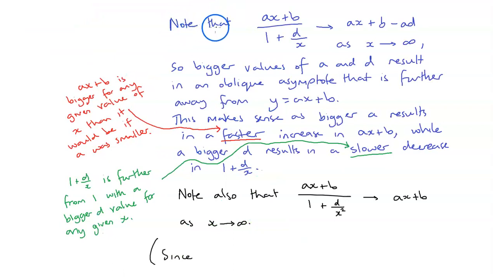Now let's generalize it a bit more. Remember we were dealing with 3x plus 2 divided by 1 plus 2 over x. So that's what we were looking at before as x tends to infinity.